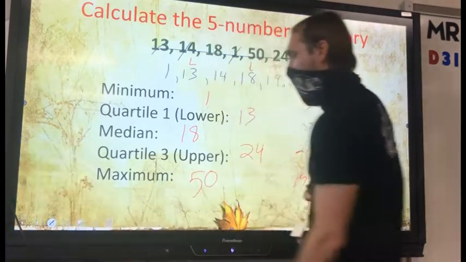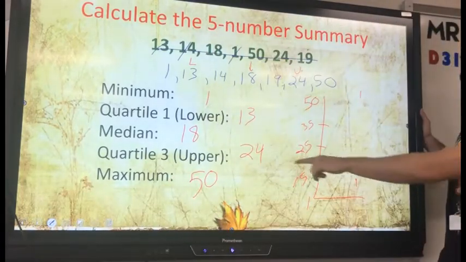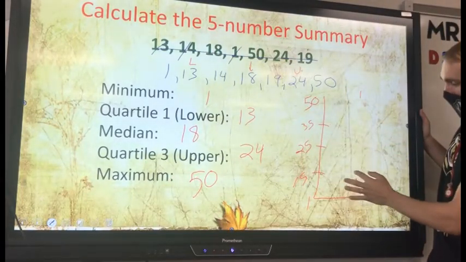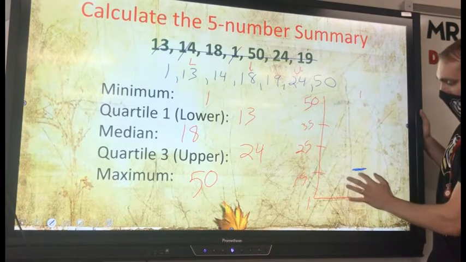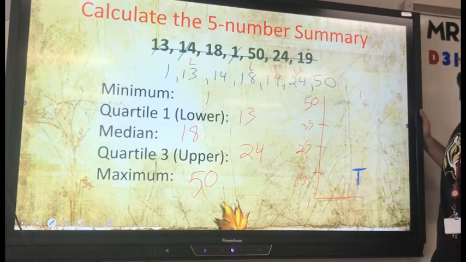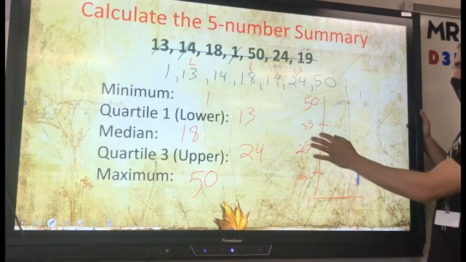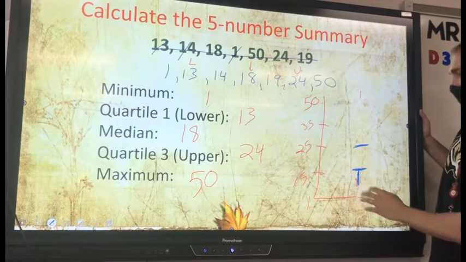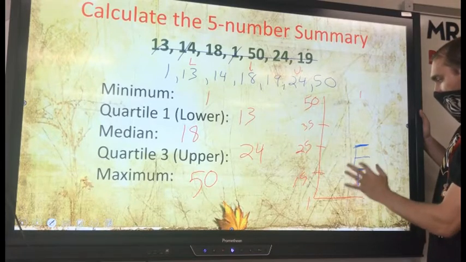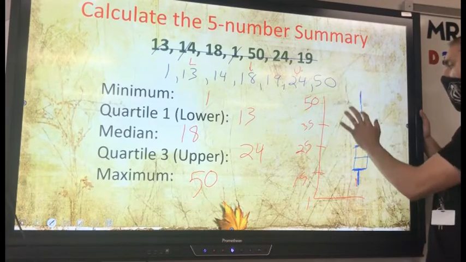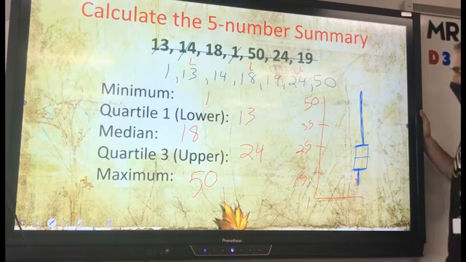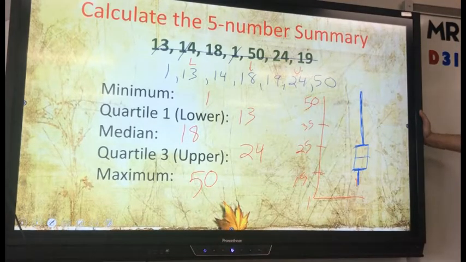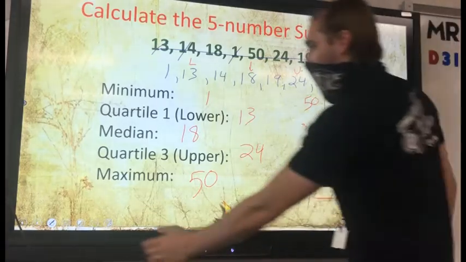Use different color. So where my lower quartile is 13, somewhere around here. My upper quartile is at 24, so somewhere around here. My median is at 18, right here. Box that off and make that go up. Like so. There's my box plot, drawn by hand, using the data.